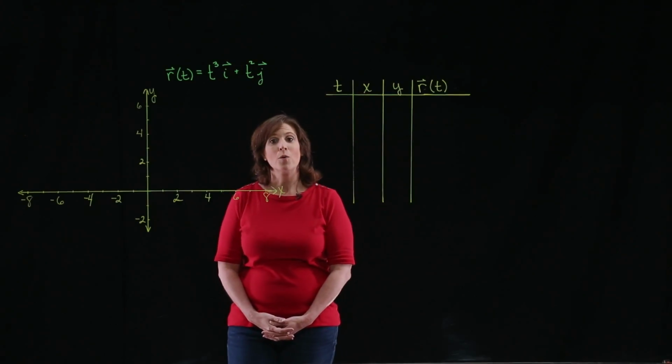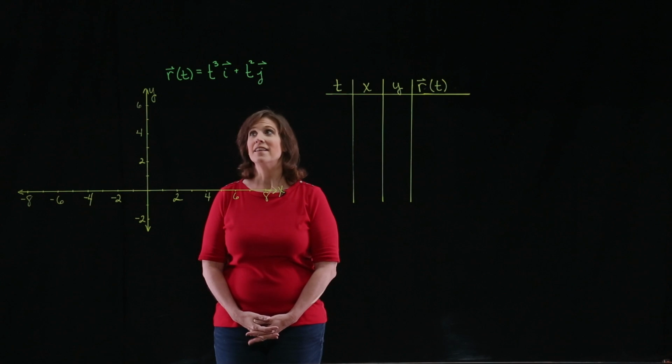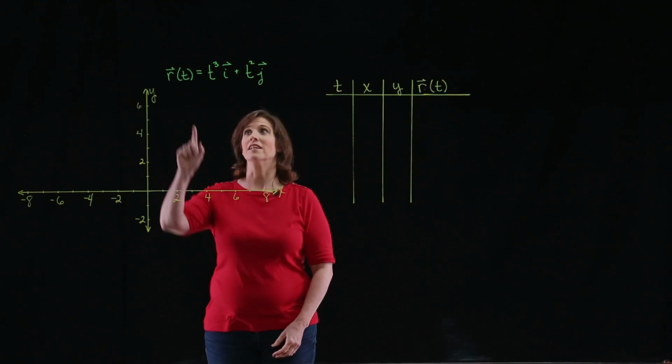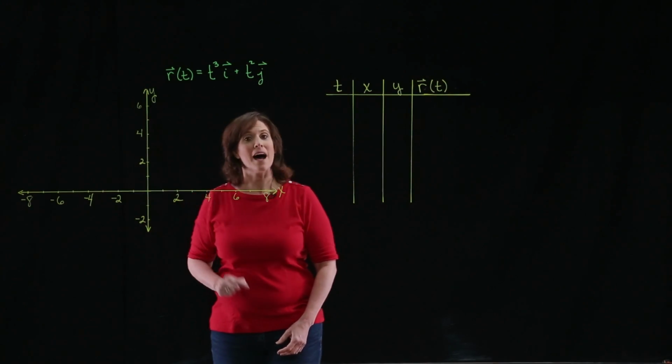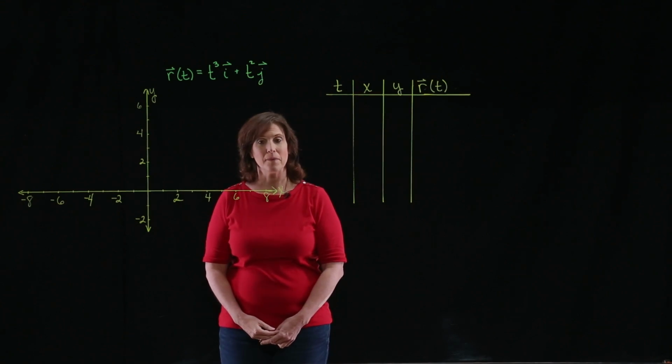Hi everyone, I'm Cheryl. In this problem, we're going to sketch the plane curve that is represented by the vector valued function r of t equals t cubed i plus t squared j.